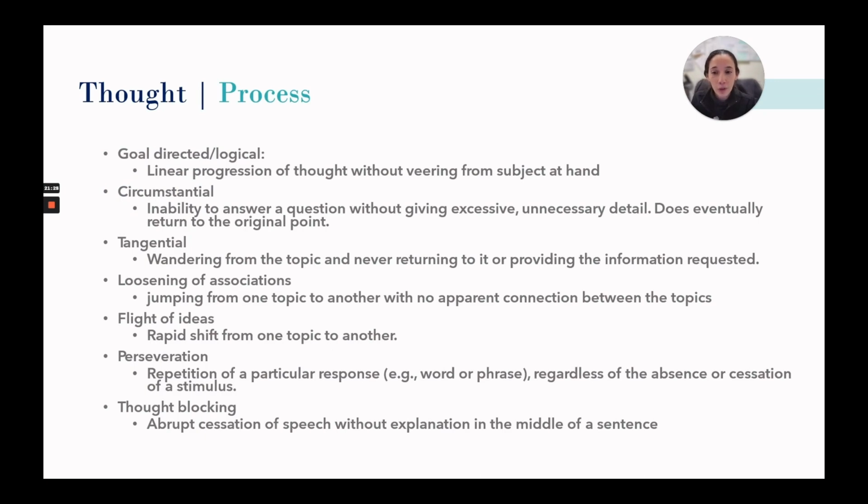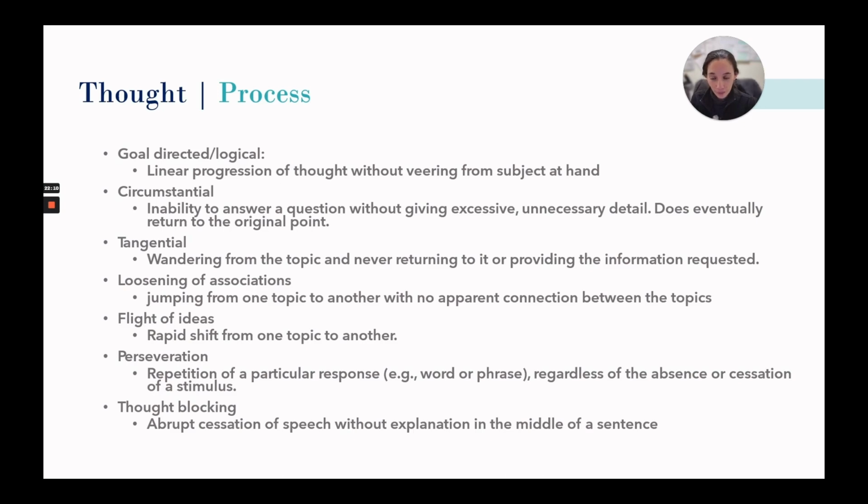This is a linear progression of thought without veering from the subject at hand. It can also be circumstantial, which is the inability to answer a question without giving excessive unnecessary detail, but the person does eventually return to the original point. And we'll see examples of these on the next slide. Tangential is when they wander from the topic and never return to it or provide the information you requested. Loosening of associations is jumping from one topic to another with no apparent connection between the topics. A flight of ideas is a rapid shift from one topic to another.